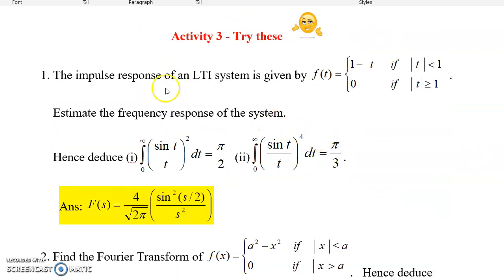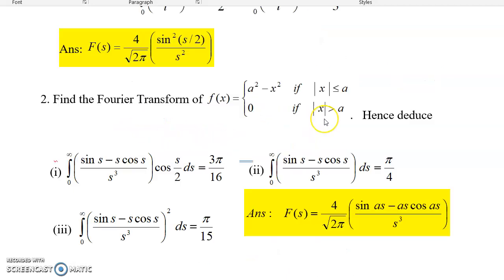So the first is again you have to evaluate the Fourier transform. Here frequency response means it represents the Fourier transform only.